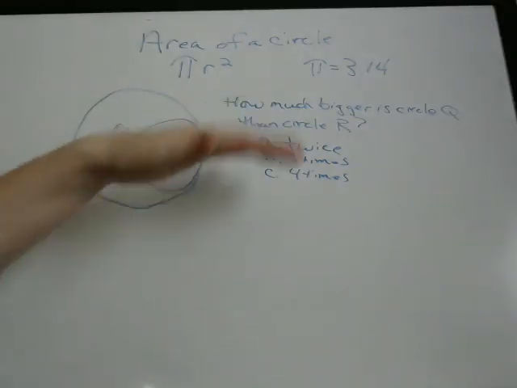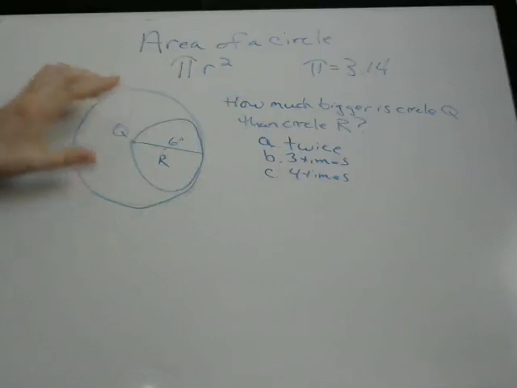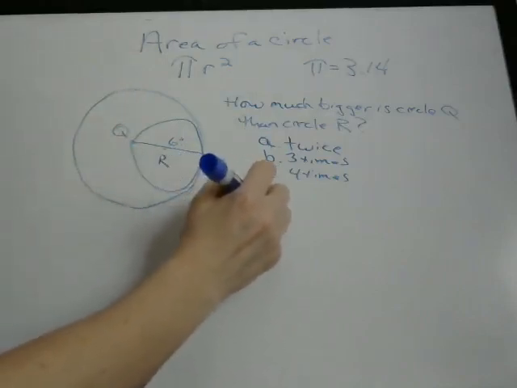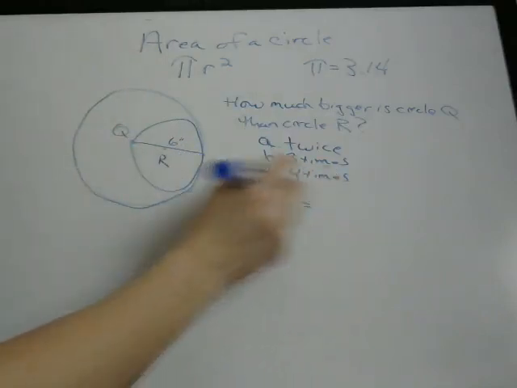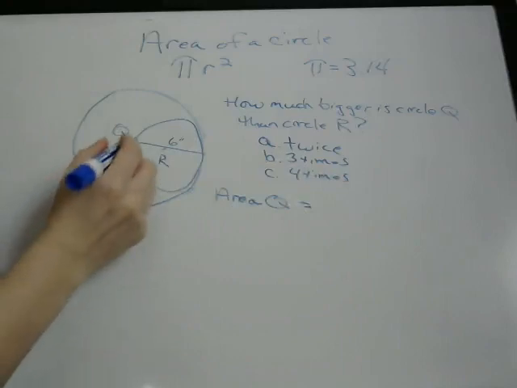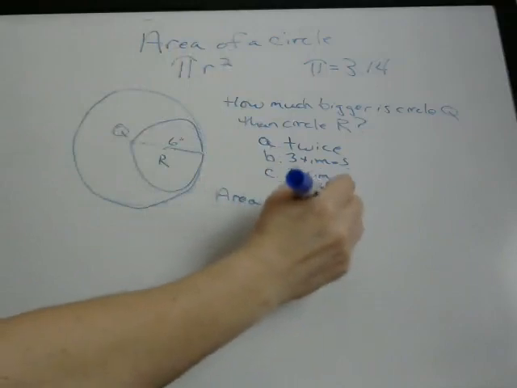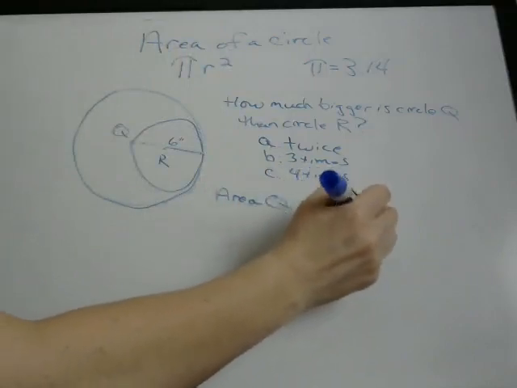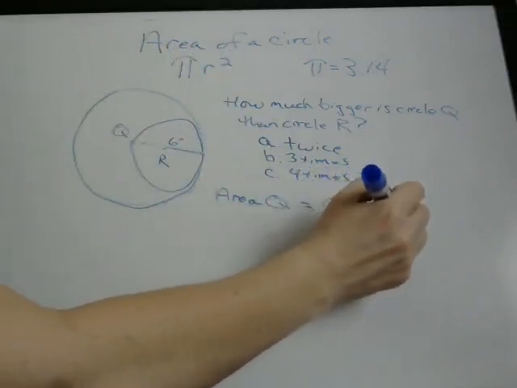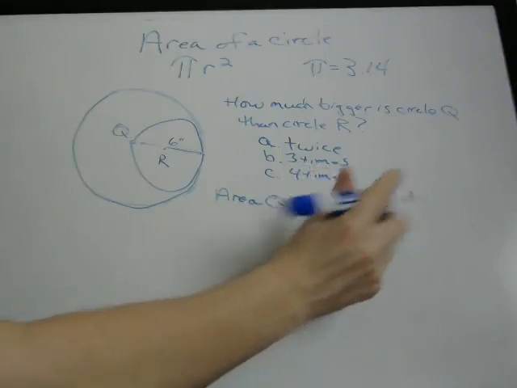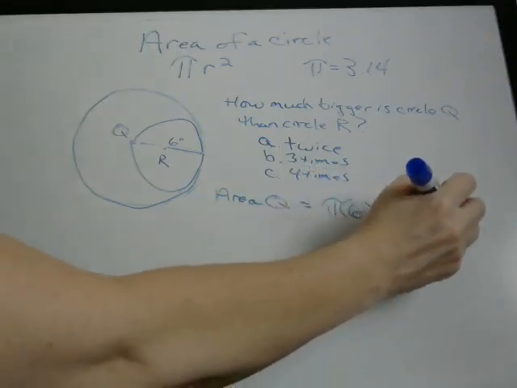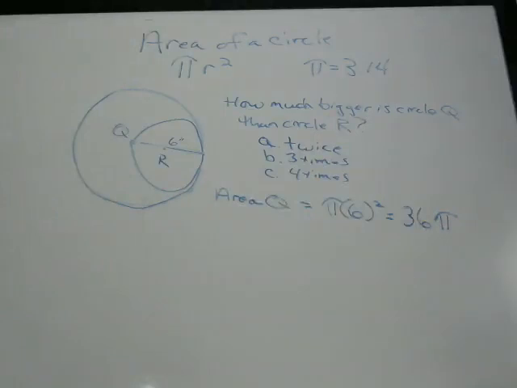So don't get freaked out by a question like this. It's just what's the area of the larger, what's the area of the smaller one, and how do you compare the two. So the area of Q, again, is pi r squared. Here, the radius, they've told us, is 6. Pi r squared, 6 squared, equals pi times 6 times 6. 6 times 6 is 36. I'm just going to write it as 36 pi. I'm going to leave it like that.